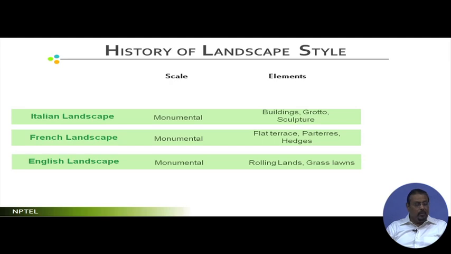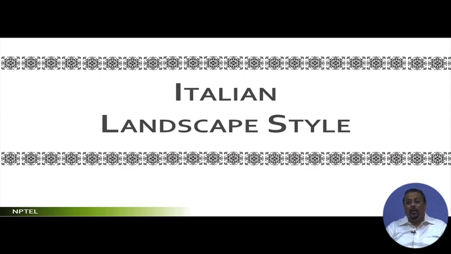In the English landscape, the scale was monumental, and the rolling lands and the grass lawns were the elements. So what happened is, in English landscape you will find all those structures, of course they are there, but not in plenty, because in the whole scale of the landscape sites you would find the rolling grounds, the lakes, the distant lakes and such other things so dominating that the structure becomes a small element.